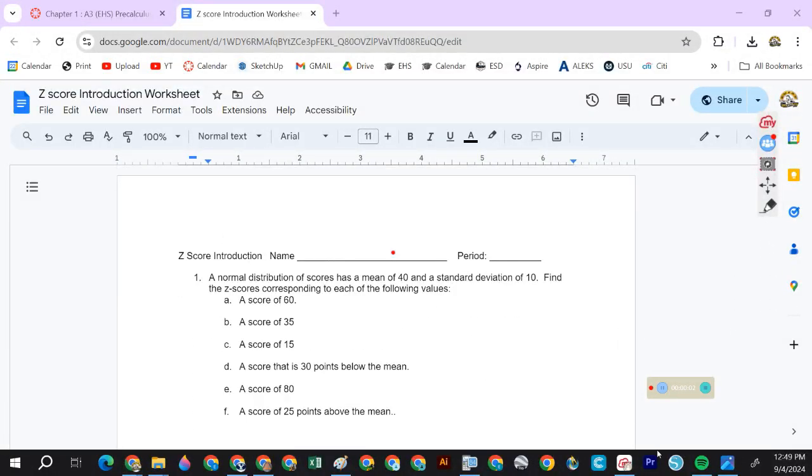So, I am going to teach you about z-scores today. So, if I came to you and said, hey, you got 80 on the test, and that was the only thing you knew, you got 80 points on the test, and you didn't know anything else about the test, how many points it was worth, that score is not going to give you much information, right?